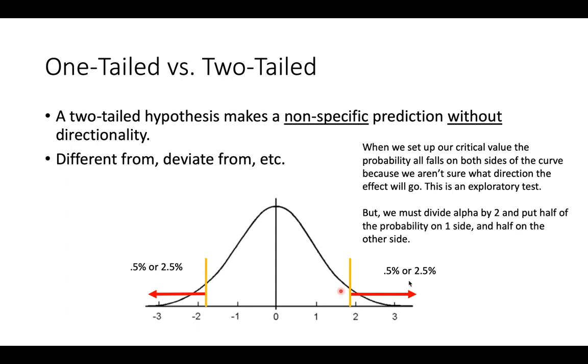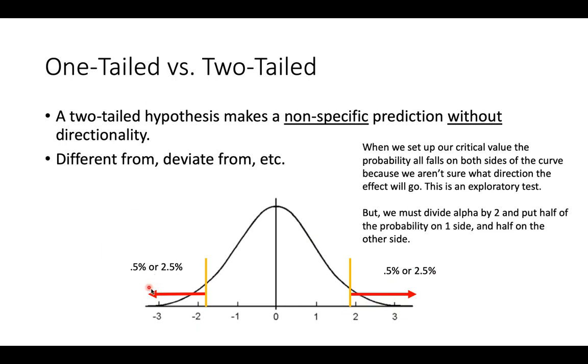Well, if we're going to give ourselves both sides of the curve, then if alpha is 0.05, both sides of the curve can't contain 5% of the population, because that would be 5% plus 5%, which would make alpha actually 0.10. We would be giving ourselves a 10% of the population chance to be significant.